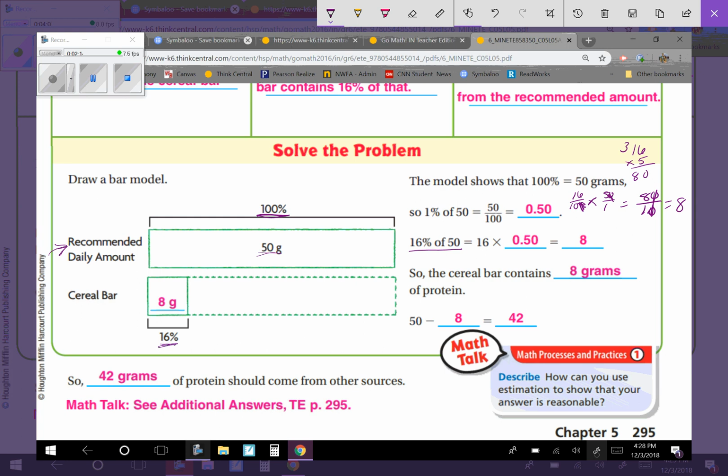So what we found is that the cereal bar contains 8 grams, which is my 16%. Now, I need to take what I have and find the difference between what I have and what I need. So I have 8, but he needs 50. So we take 50 minus 8, which means that 42 grams of protein need to come from other sources.